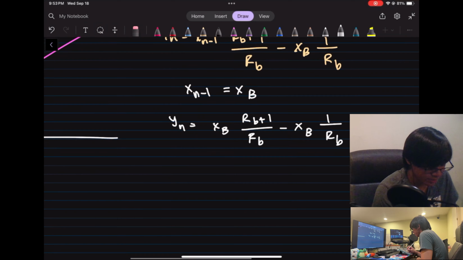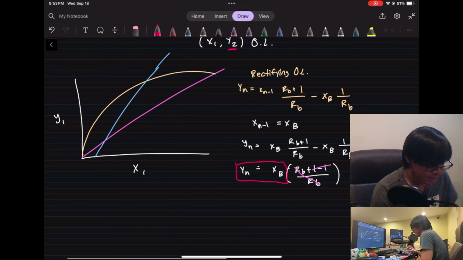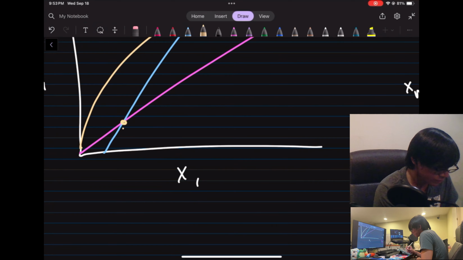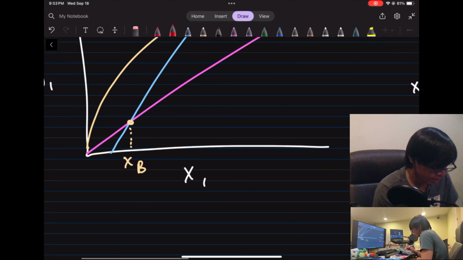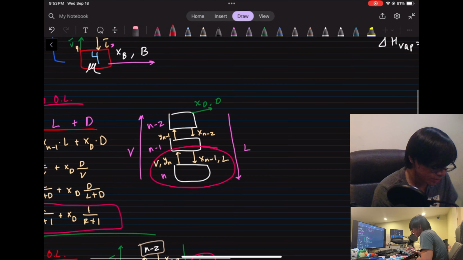And eventually you'll see that the vapor mole fraction will equal our bottoms fraction here. So as I factor this out, you'll have R_B plus 1 minus 1. Well, what's the denominator? R_B. Well, that cancels. That cancels. Yeah, y_n equals x_B. So again, we have our bottoms composition. And that must be our y_n. In this case, I'll call it, what did we call it? Y4? Is that our last stage?